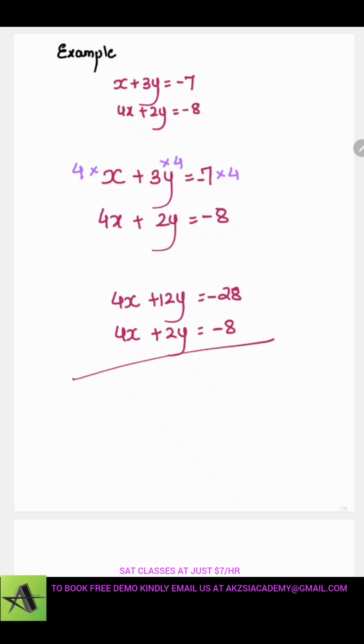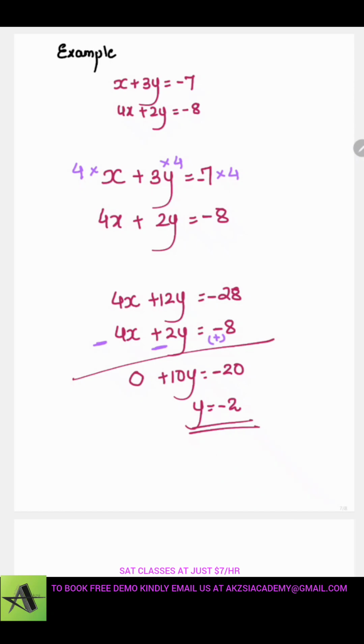Now after doing so, what's the purpose of doing it? After making the coefficients the same, we have to subtract. That's why the method's name is elimination. You are eliminating it. So let me subtract. Subtract, subtract, and on subtracting, this will become positive. So 4x minus 4x is 0. 12y minus 2y is 10y. And minus 28 plus 8 is minus 20. So y equals minus 2. This is your final answer.